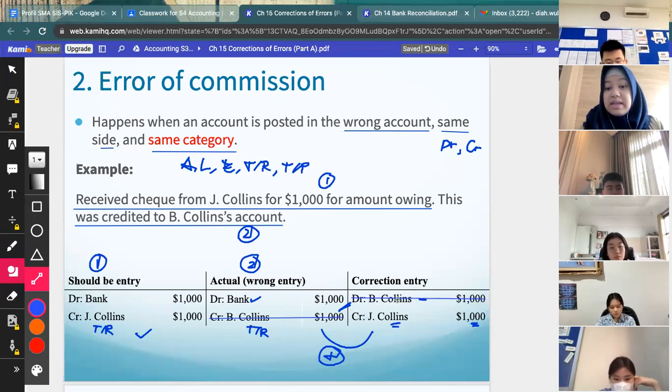So after you create the correction in here, B. Collins is no longer in the books. Okay, B. Collins is no longer in the books.